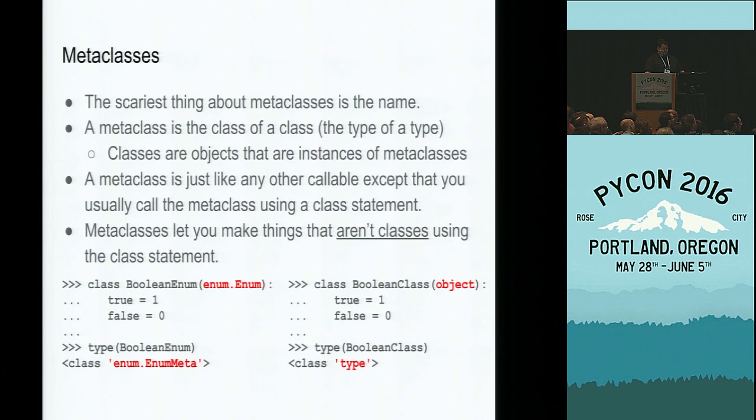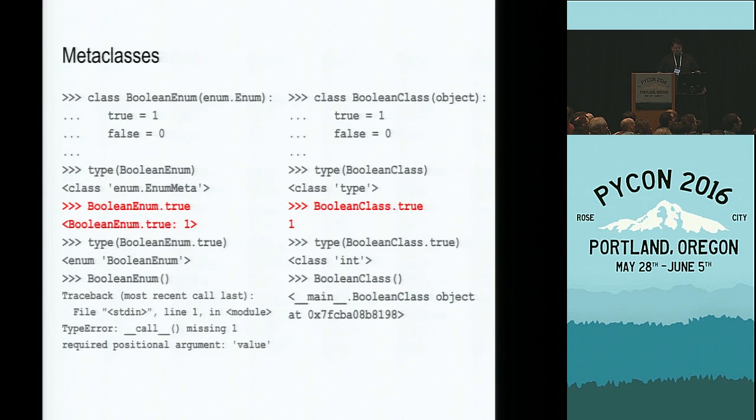So just to look at some of the contrast here, if we look at an attribute, say the true attribute, in the Boolean enum, we get an instance of our Boolean enum itself, something very special as that dot true. With our class on the right, we just got the one that we put in there. There's been no processing because that was just a normal class. We saw that the type of the attributes are different because they've been processed. And if we try to make an instance, we see on the right, we could make an instance of our class fine. On the left, the Boolean enum works different.